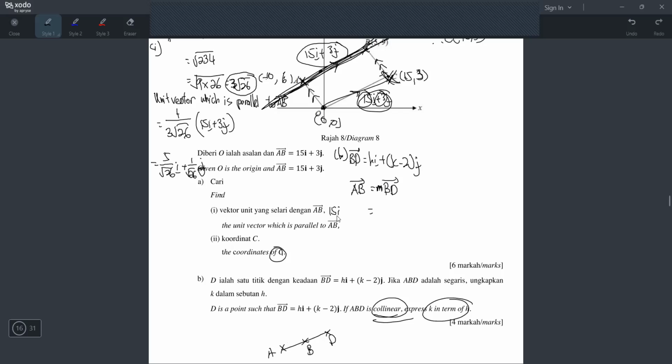15I plus 3J. So just put it in. And then M, BD. BD is what? HI plus K minus 2J. Okay, I think I have to use big bracket here, right?